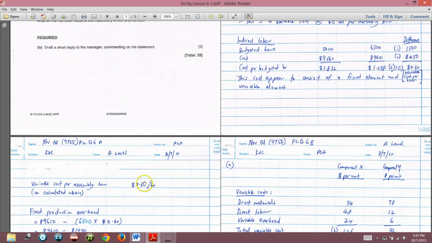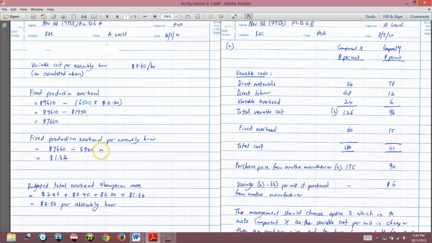If you want to test on here, it's also correct, I can tell you. Because you take 5,000 times 30 cents, which is 1,005. Then you take 9160 minus 1,005. So the fixed cost I get if I apply this level is also 7660. So it's correct. That means the fixed production overhead is 7660.